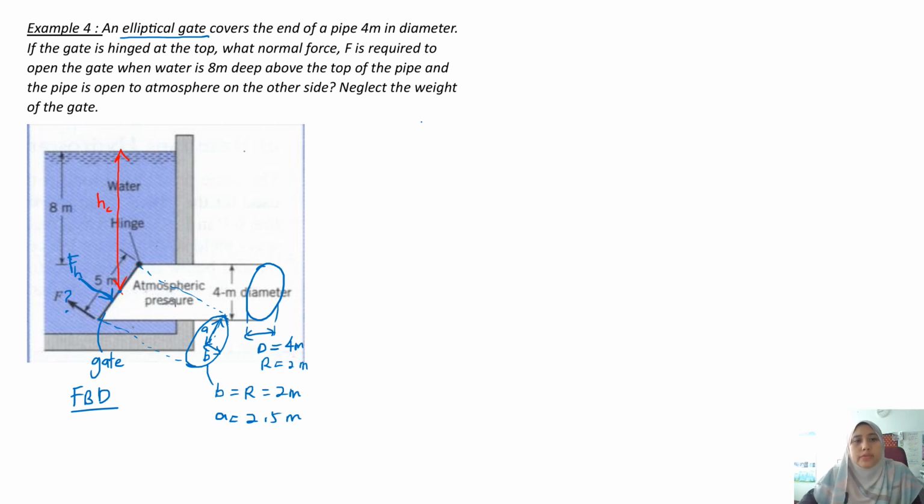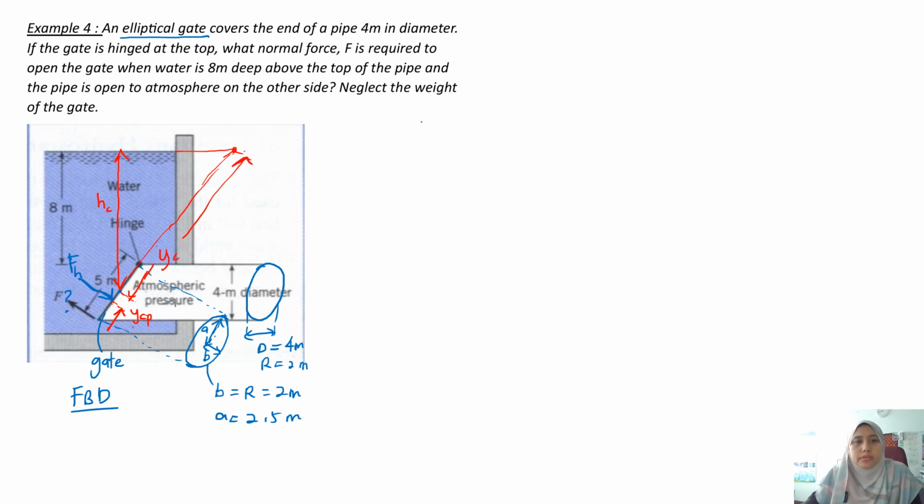And another thing that you want to know later to solve this problem is YCP, where YCP is the inclined distance from the water surface to the centroid. So I call it YCP.